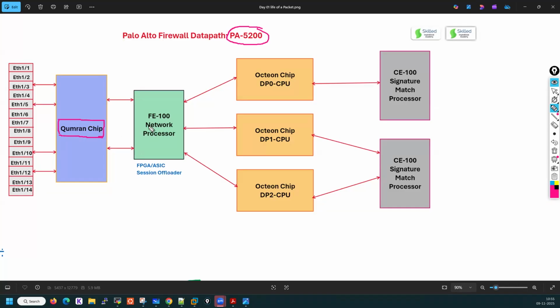Your network processor is still an FPGA or S6 or the session offloader, but they have renamed this chip, or they have done the rebranding of the chip, and now this chip is known as FE100. What is the chip name? FE100.